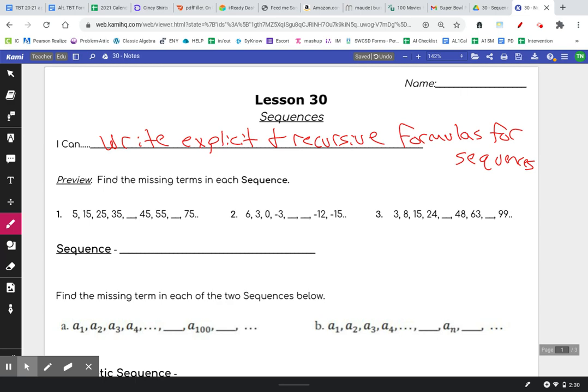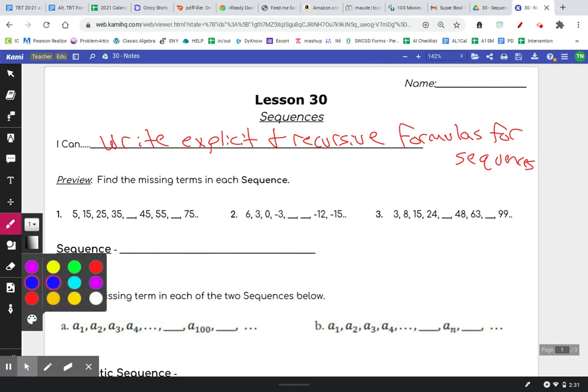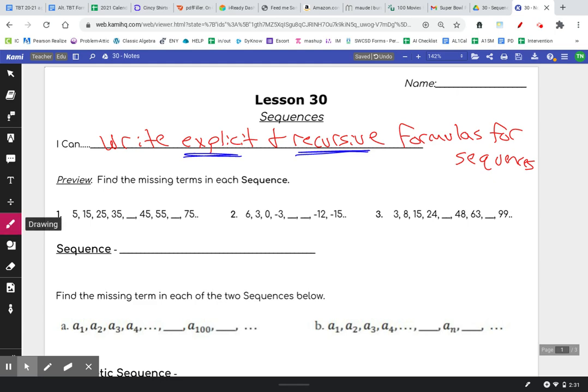Sequences themselves shouldn't be something that you're unfamiliar with. You should have some experience in at least being exposed to sequences, and I'm sure you have. You'll notice these things look familiar. They're probably test questions you've seen before, but we're going to put an algebra spin on it today with these two key terms, explicit and recursive formulas, being our main focus today. All right, so let's hop in and just look at this preview here.